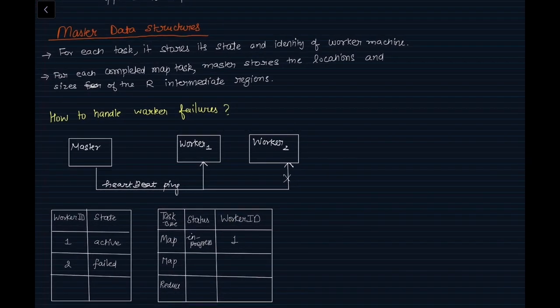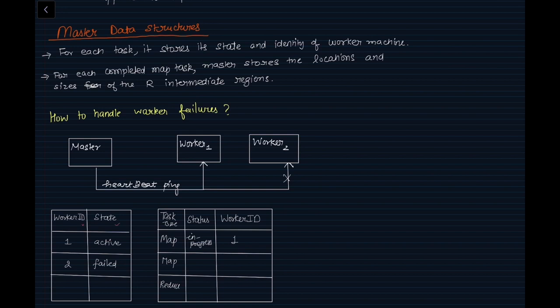Now let's discuss the master's data structures. Master is keeping track of a few things here. Master is keeping track of how many workers are working and what is the state of each worker. Master will ping all the workers periodically to check if they are in an active state, or they are idle, or they are not responding. For each worker ID, the master will keep track of their current state.